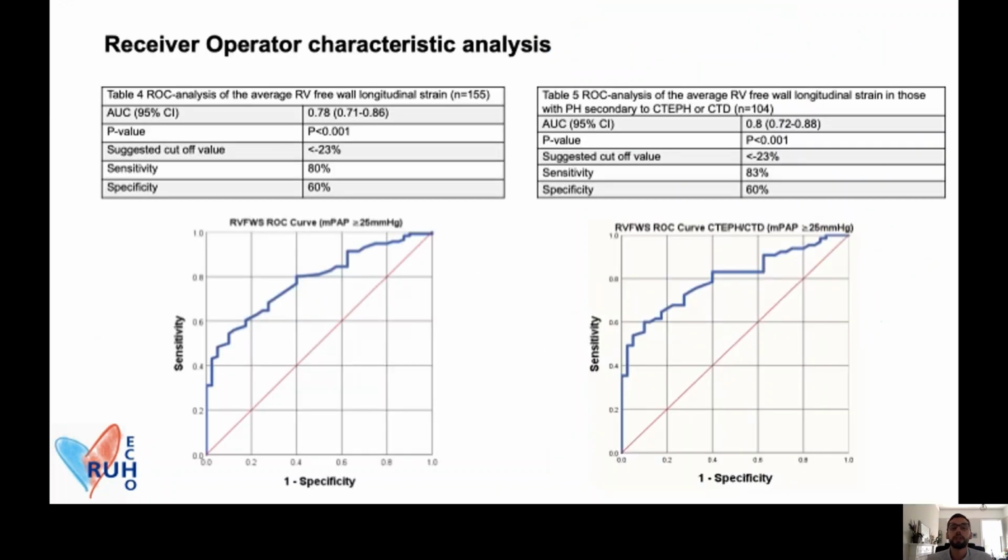Receiver operating characteristic analysis demonstrated an area under the curve of 0.78 with 95% confidence intervals ranging from 0.71 to 0.86. Using a cutoff RV free-wall longitudinal strain of less than 23% provided optimal sensitivity and specificity of 80 and 60% respectively. A subgroup analysis in those with pH secondary to CTEPH or connective tissue disease showed sensitivity and specificity of 83 and 60% respectively.